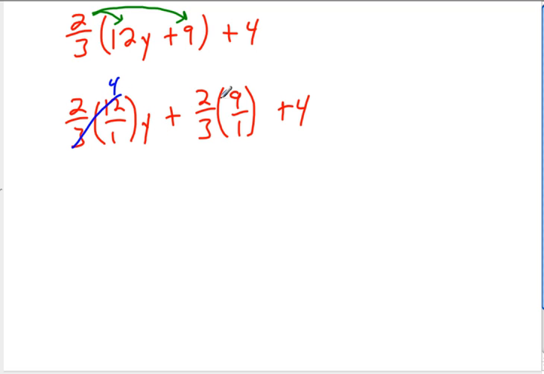12/3 is 4. You get this 3/9. And so you end up with 4 times 2, so 8 times this y here, plus, and we have 2 times 3, so 6, and then this plus 4, which wasn't affected. And then we combine these final like terms here. So 8y plus 10.